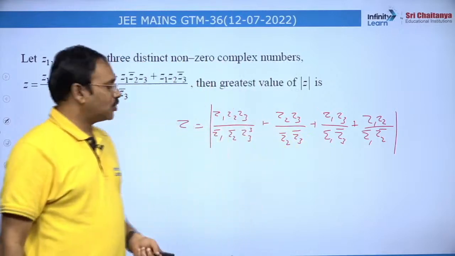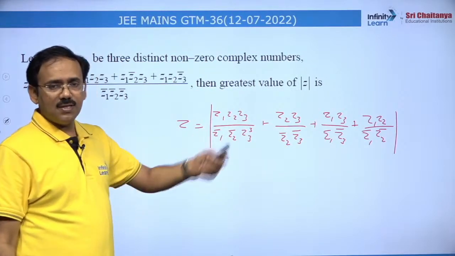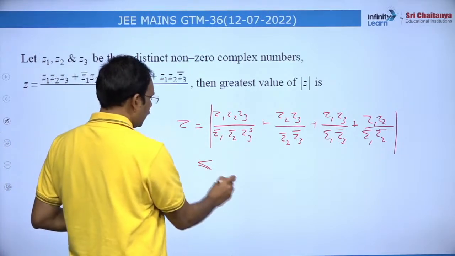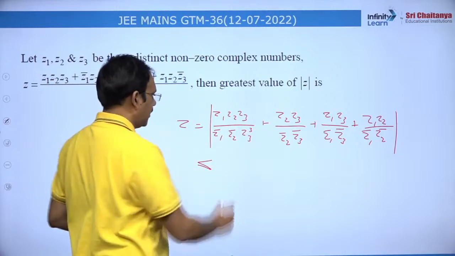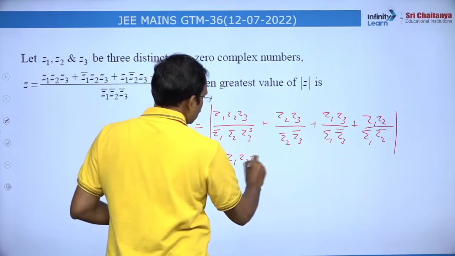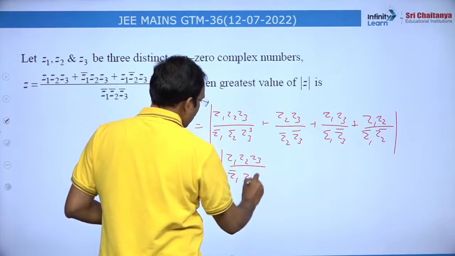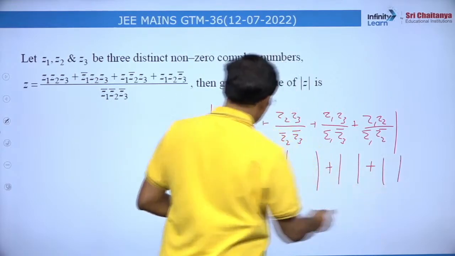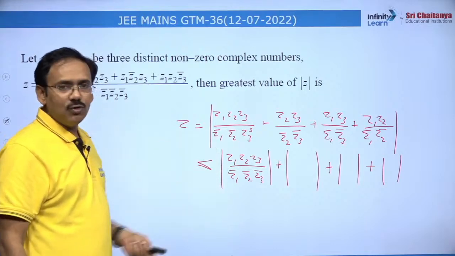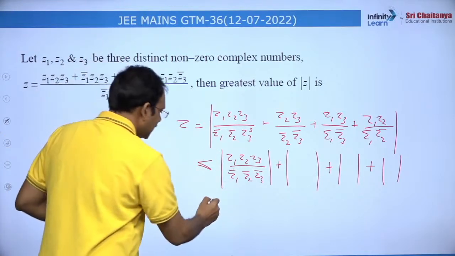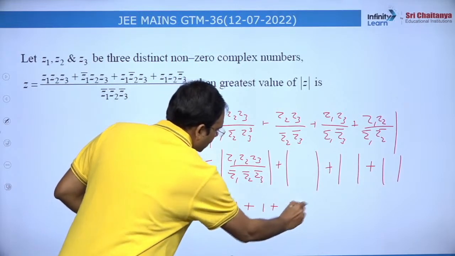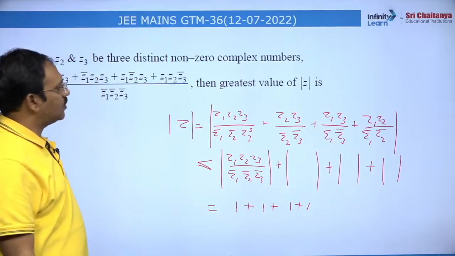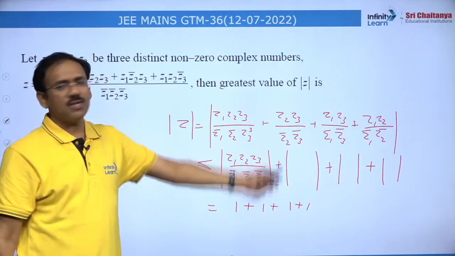This is the one. So modulus of A plus B plus C plus D is less than or equal to the sum of the moduli, and if they are different it becomes strictly less. Modulus of Z1 Z2 Z3 by Z1 bar Z2 bar Z3 bar, plus in the same way the second, third, fourth. The denominator is the conjugate of the numerator, so mod Z is equal to mod Z bar. So I can say this is 1 plus 1 plus 1 plus 1. So friends, mod Z is less than or equal to 4. The greatest value of mod Z is going to be 4 when all the expressions are equal.